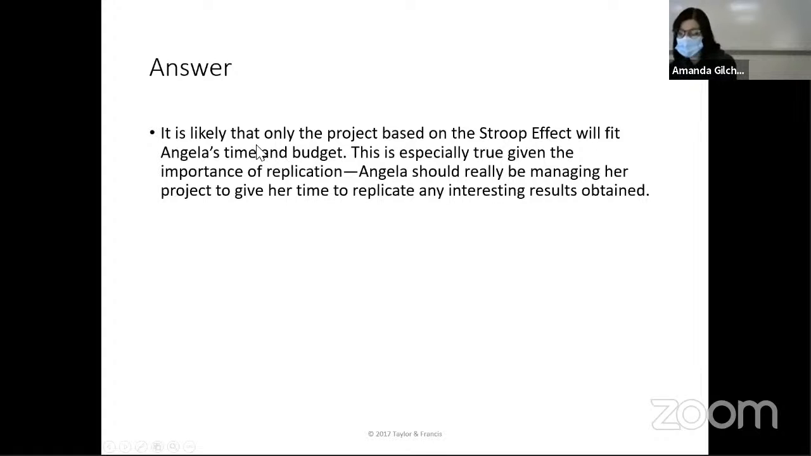So it's likely that only the project based on the Stroop effect is going to fit her time and her budget. And this is especially true given the importance of replication. She should manage her project to give her time to replicate any interesting results. If you're talking about something that takes about 5 weeks, that's enough time in the semester to plan another study and replicate your findings. And also, it's a big effect, so odds are pretty good she's going to get something.